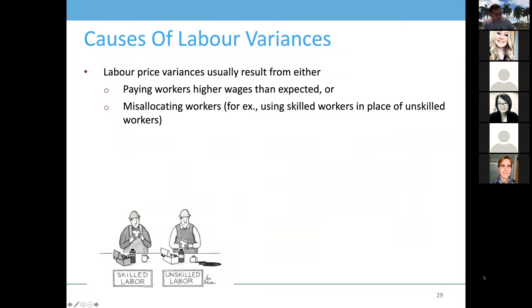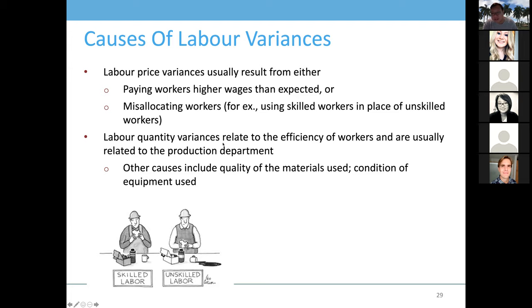What are the causes for the labor variance? It could be you are paying the workers higher wages than expected, maybe because you can't find anyone, as people stay at home due to COVID. Nobody wants to work because they get free paychecks from the government, so you have to pay a little bit higher. Or maybe you decide to replace the unskilled workers and hire people with skills. Instead of hiring a fresh undergrad, who is not skilled, I'm going to hire an accounting technician. They are more experienced and have more skills, so I have to pay them a little bit more than university students.